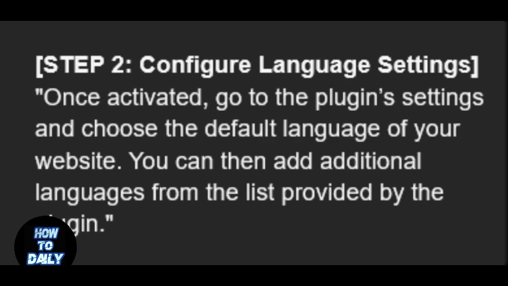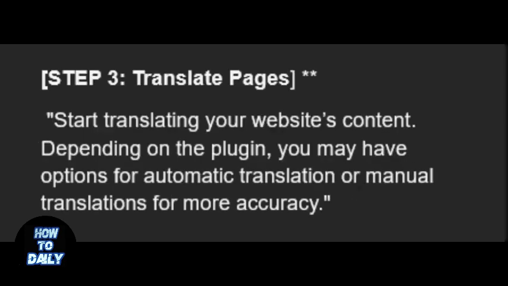Once activated, go to the plugin settings and choose the default language of your website. You can then add additional languages from the list provided by the plugin. Start translating your website's content. Depending on the plugin, you may have options for automatic translation or manual translations for more accuracy.